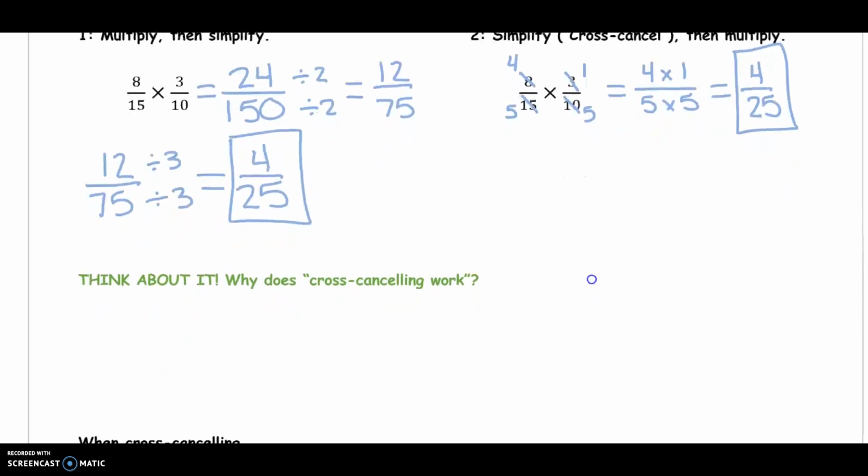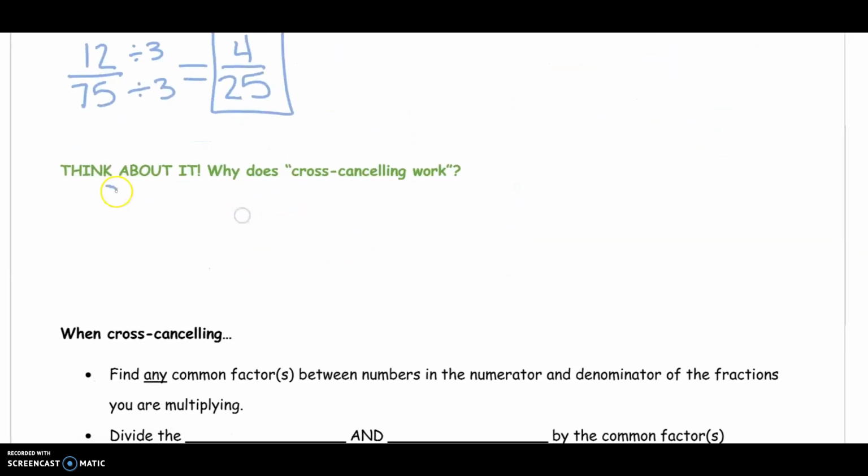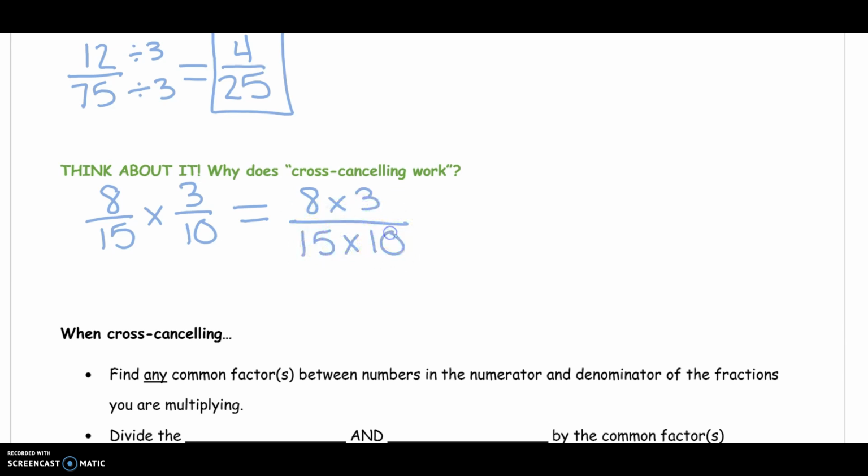Okay, so now why does cross-canceling actually work? So if I take a look at the example that I just did, 8/15 times 3/10, I know that 8/15 times 3/10 is the same as saying 8 times 3 over 15 times 10. Okay, so the commutative property says that 8 times 3 is the same as 3 times 8. So I can switch the order if I would like to.